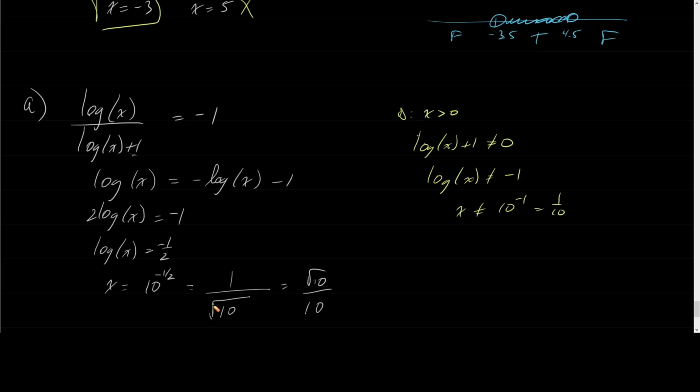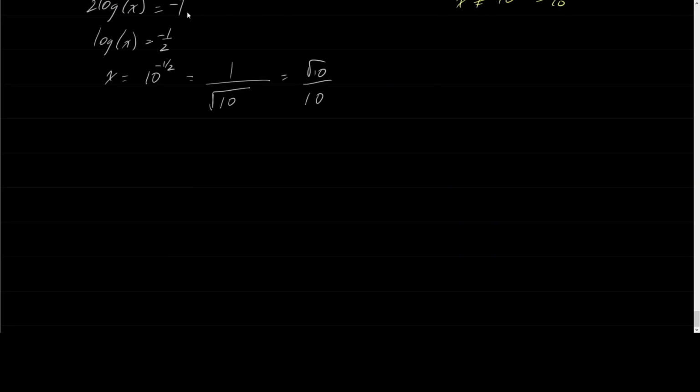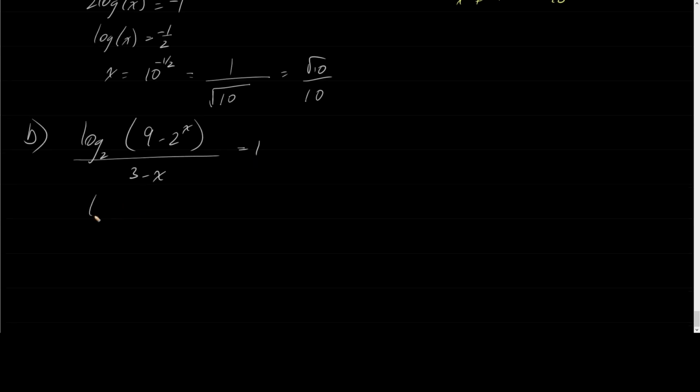Now, B. Let's say that we had, so we're kicking it up a notch, log base 2 of 9 minus 2 to the x over 3 minus x is equal to 1. Here we go. The very first thing I'm going to do here is multiply both sides by 3 minus x. When I multiply both sides by 3 minus x, I end up with log base 2 of 9 minus 2 to the x is equal to 3 minus x.